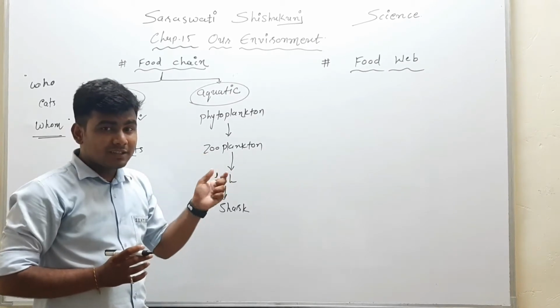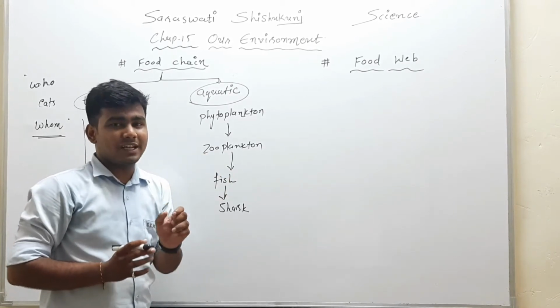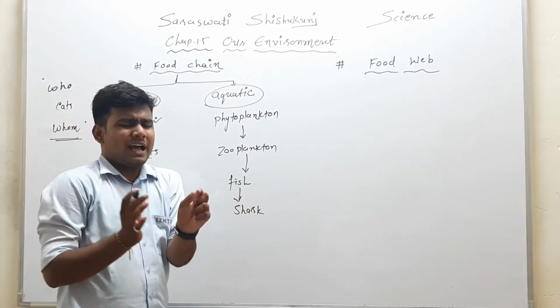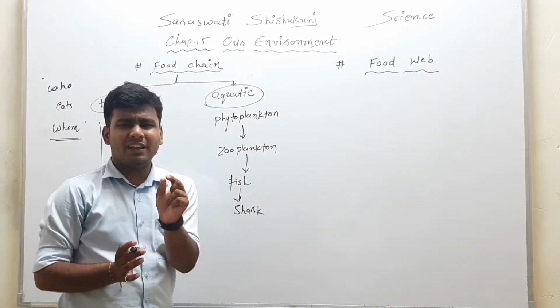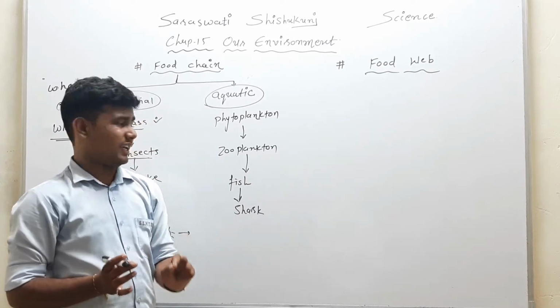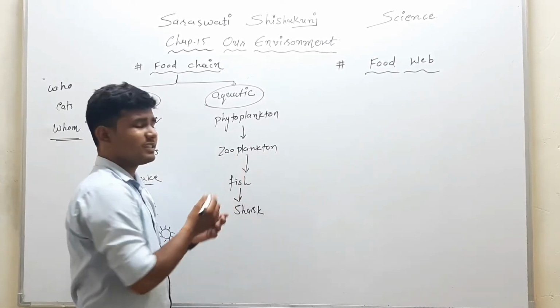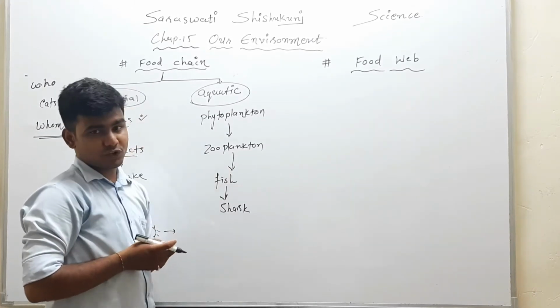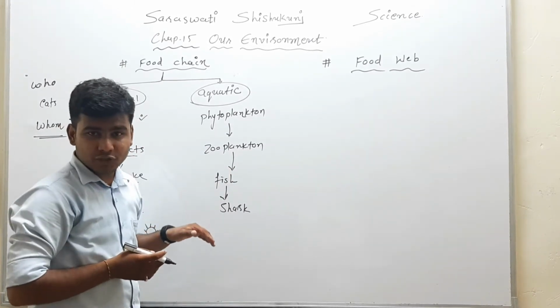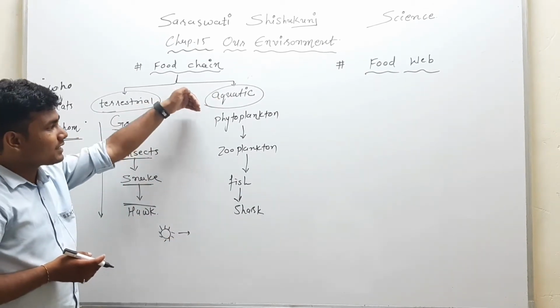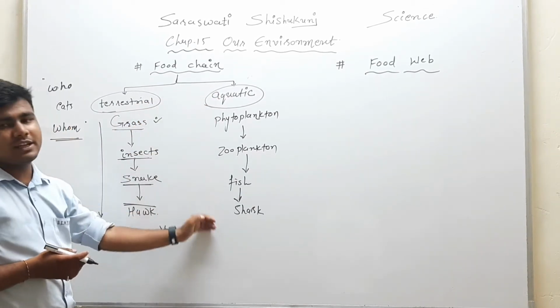Zooplanktons are also the immature state of large animals, right? So when large animals are at an immature, less developed state, very small and tiny, they are also called zooplanktons. Those zooplanktons are eaten by fish. Fish is eaten by shark. So this way, this whole food chain, this trophic chain, continues.